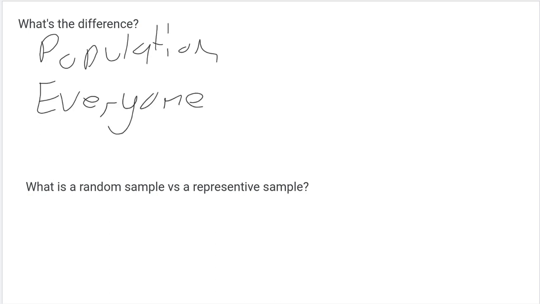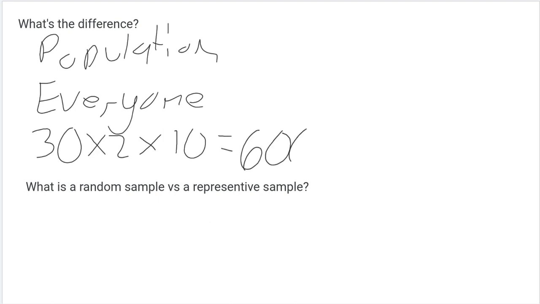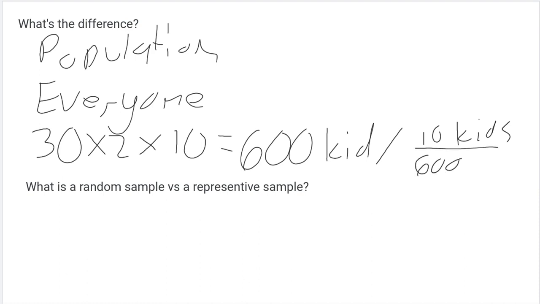So if we were to look at St. Charles, that would be 30 kids per class times 2 classes at each grade level times we have pre-K through 8th grade, so that's a total of 10 different grade levels. So that would be 600 kids. So that's the population. A sample is a fraction of that. So if I want to interview people and I only interview 10 kids of the 600, that's a sample.